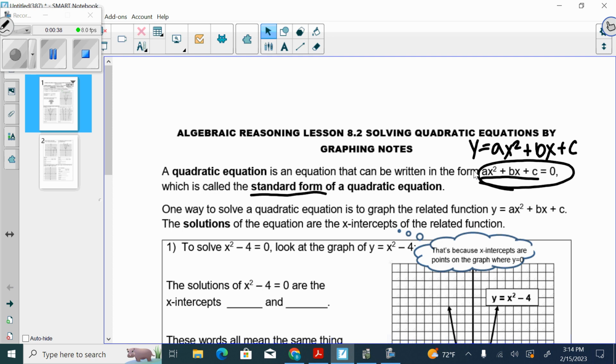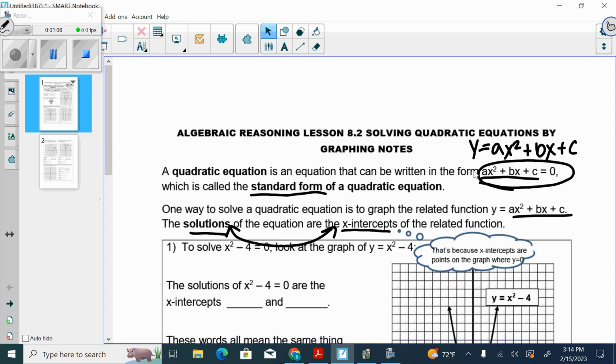It says one way to solve a quadratic equation is to graph this function, and the solutions are the x-intercepts. So solutions and x-intercepts, those mean the same thing. You guys told me an x-intercept is where it crosses the x-axis. So if they ask you for the solutions, they're asking for the same thing. Those mean the same. You can interchange those words, okay?